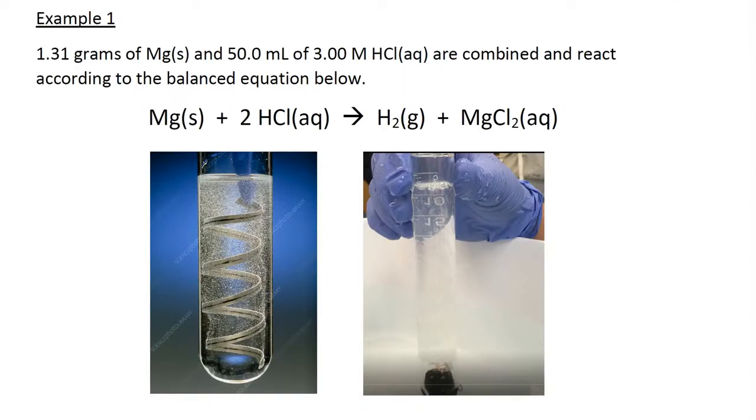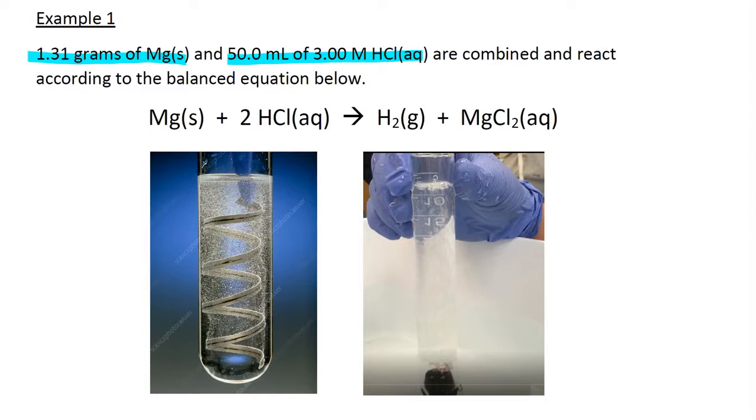So here's example number 1. We're reacting 1.31 grams of magnesium solid and 50 milliliters of a 3 molar hydrochloric acid solution. And they react according to this balanced equation below. That balanced equation is the recipe. Use the coefficients as your mole ratio.